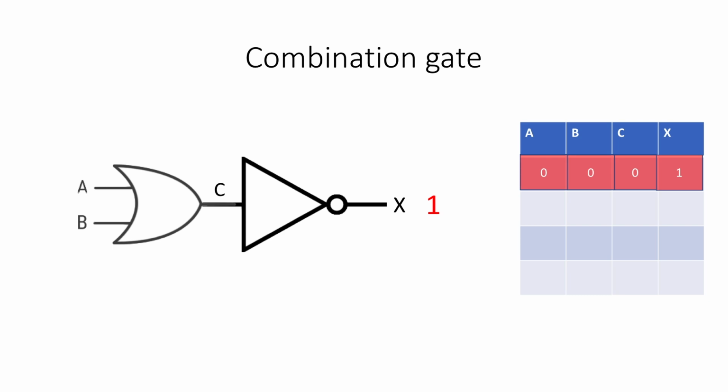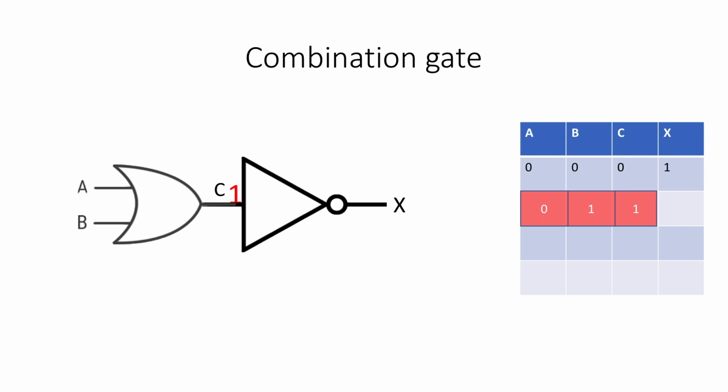Then the next one is if A is 0 and B is 1. With A going in as 0 and B going in as 1, the OR gate should produce 1 for C. So you can see 1 going into the NOT gate. Because 1 is going into the NOT gate, we expect 0 to come out. So there you go, that's your 0.